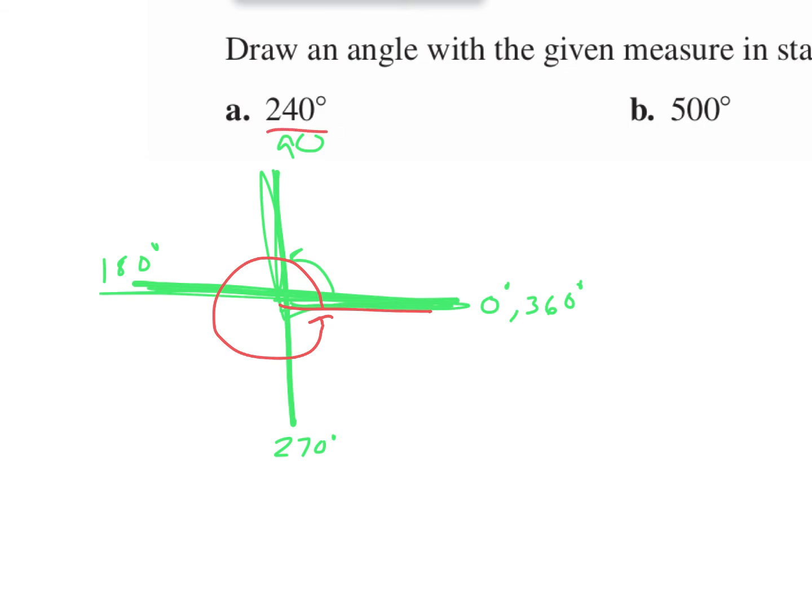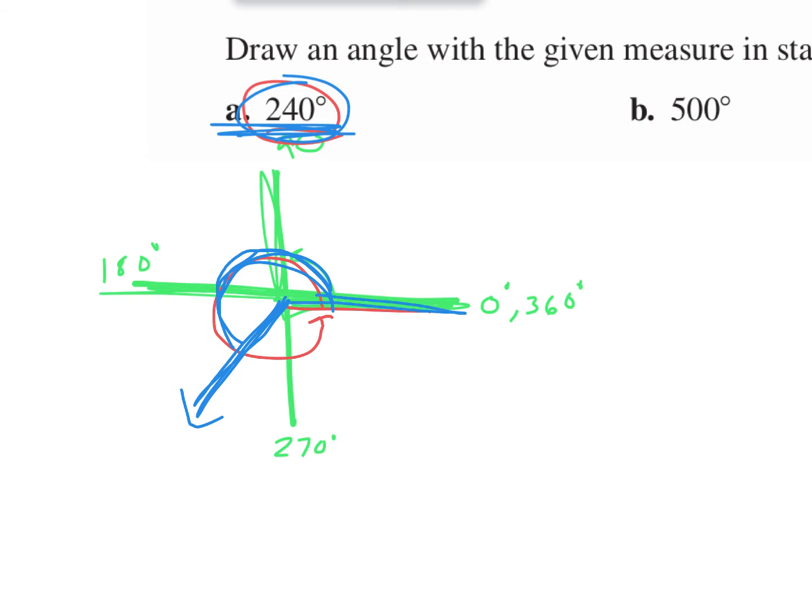But now we're just going 240 degrees. So we want to go around to 180, but not quite to 270. We're going to go to 180, and then how much more do we need to go after 180 degrees? 60. We're going to 240, so we're going to go 60 degrees more after that, and then draw our terminal ray. So this is our initial side at 0, and our terminal side is at 240. That's it. Let's look at the next one.